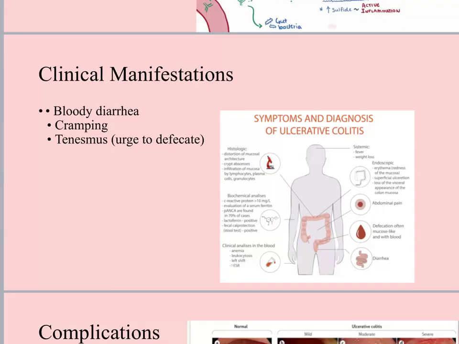Tenesmus is a word for urge to defecate, so they need to poop even when their rectum is empty. And that is because they're just living in an inflamed and irritated state all the time.